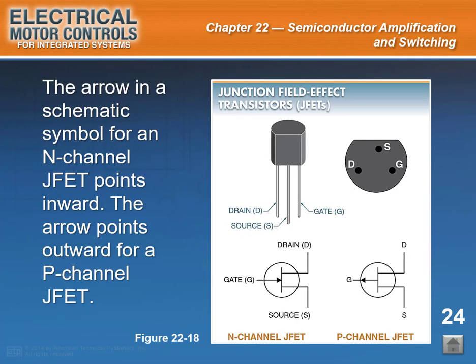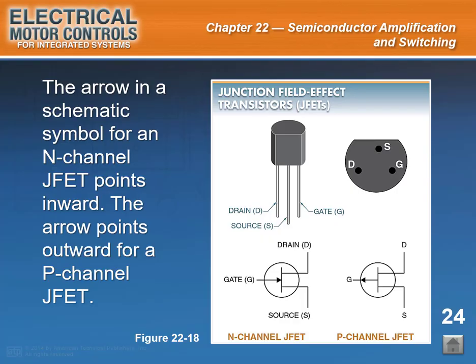The arrow in a schematic symbol for an N-channel JFET points inward. The arrow points outward for a P-channel JFET. The arrow always points toward the N-type material in any semiconductor. See figure 22-18. A junction field effect transistor, or JFET, is a simple FET with a PN junction in which output current is controlled by an input voltage.